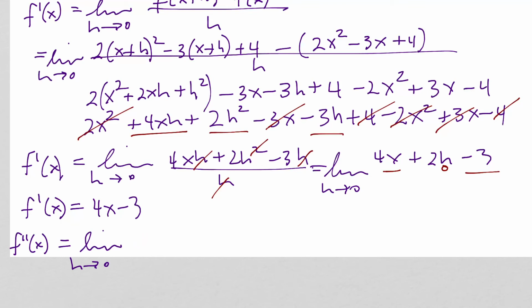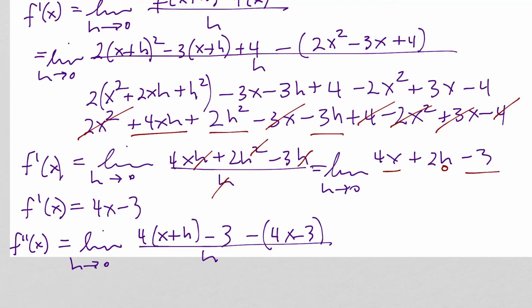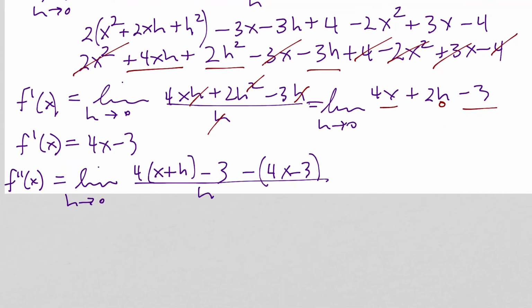So we've got 4 times x plus h right here, minus 3 minus f of x, which is now 4x minus 3, all over h. So simplifying that, let's look at the numerator: 4x plus 4h minus 3 minus 4x plus 3. Cancel, cancel, cancel, cancel.